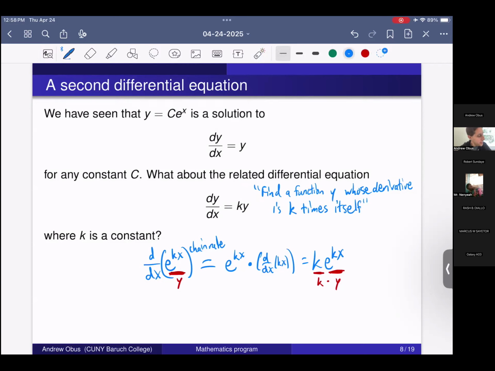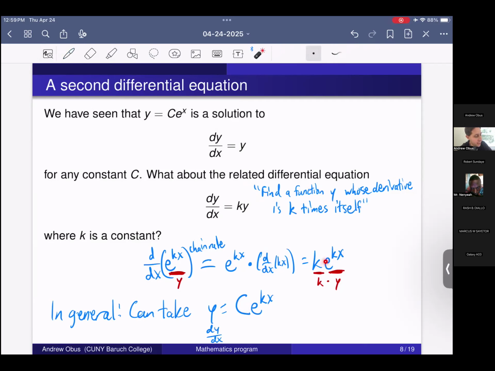And more generally, you can also take y equals not just e to the kx, but you can multiply it by any constant. I'll call that constant capital C. So if I take c e to the kx for any c, then when I take the derivative, dy dx, well, e to the kx goes to k e to the kx. So if I multiply the function by c, it also multiplies the derivative by c, and this is going to give me ck e to the kx, which solves the equation.